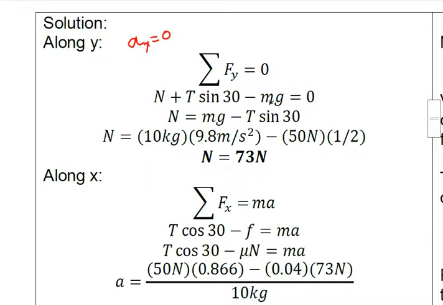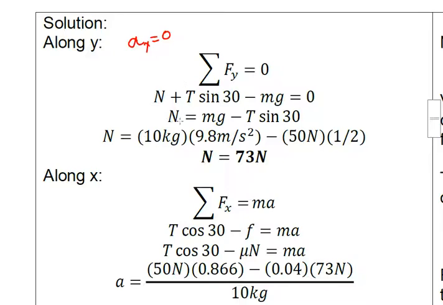Along y, you have the normal force going upward. That is why it is positive. Then the t sine 30 is going upward also, that is positive. Then you have the weight, which is m times g, going downward. That is why you have the negative, and then equate that to 0. Then we now have the normal force, because normal force is very important in computing the magnitude or the value of your frictional force.